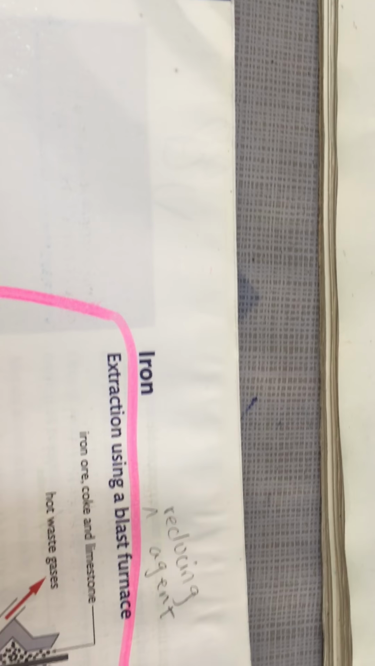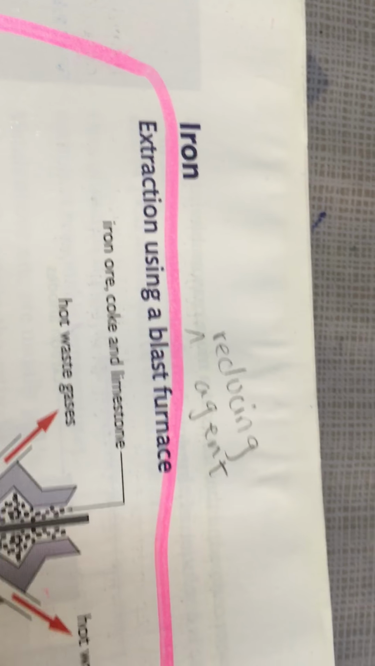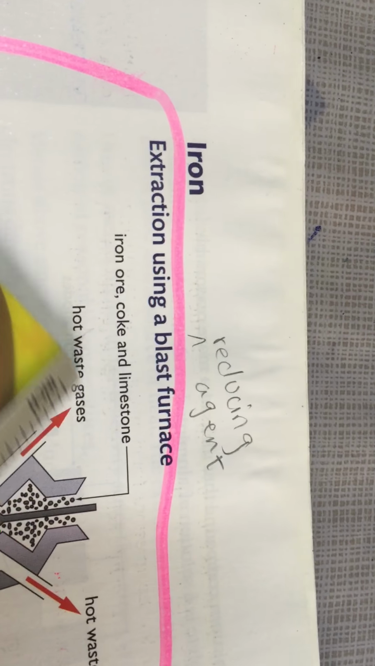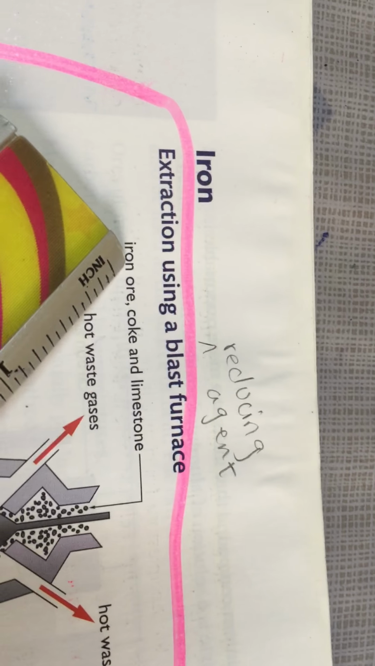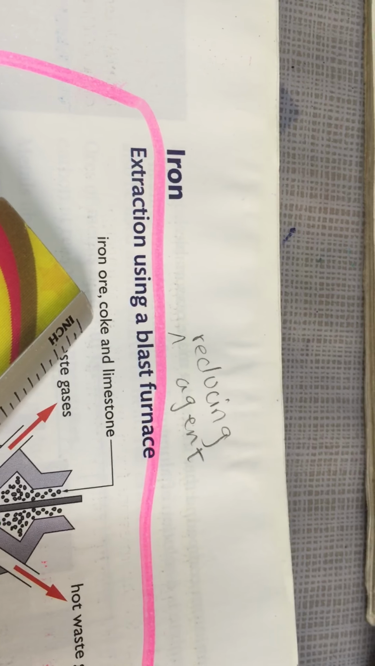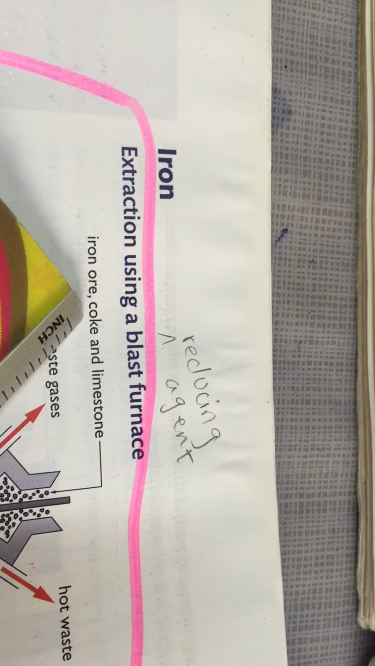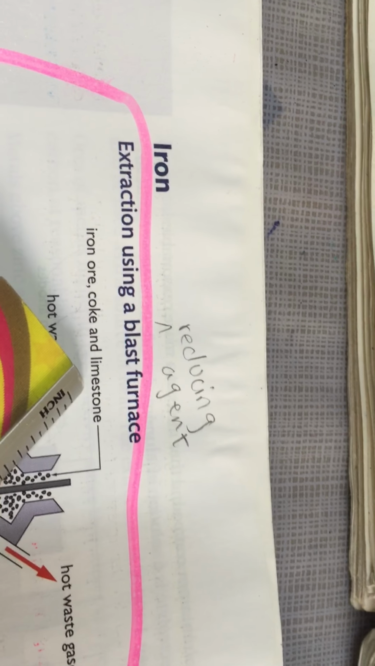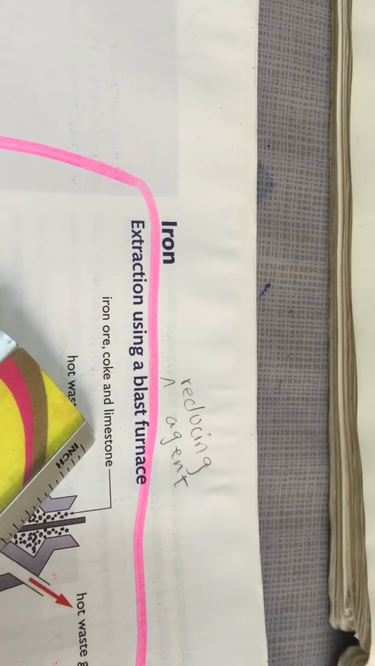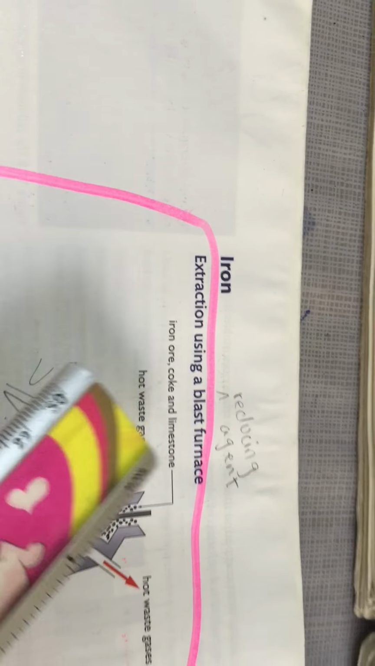What is the iron ore? I have to use it here, hematite. So the iron ore is hematite. And we add coke, which is a cheap kind of carbon, and limestone. You know limestone? Calcium carbonate. Of course, you have to know why we add all these things.